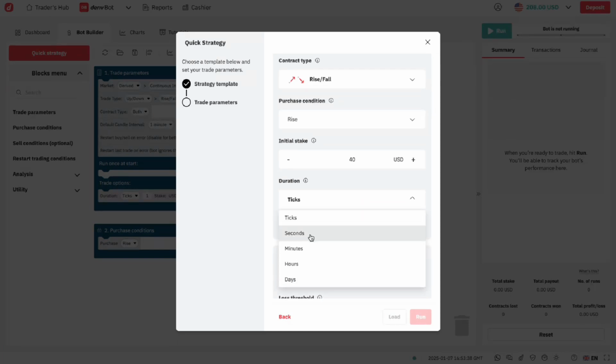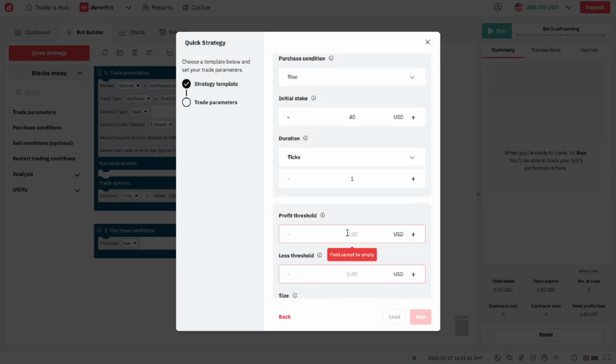You could use seconds, minutes, hours, or days. If you're doing a long trade or you're analyzing the candlesticks, you'd probably go with a day, 5 minutes, 3 minutes, or hours. But for me, I want to use ticks. The profit threshold, I want to use 70, so the bot will stop running immediately we make $70. Then the loss threshold is 208.